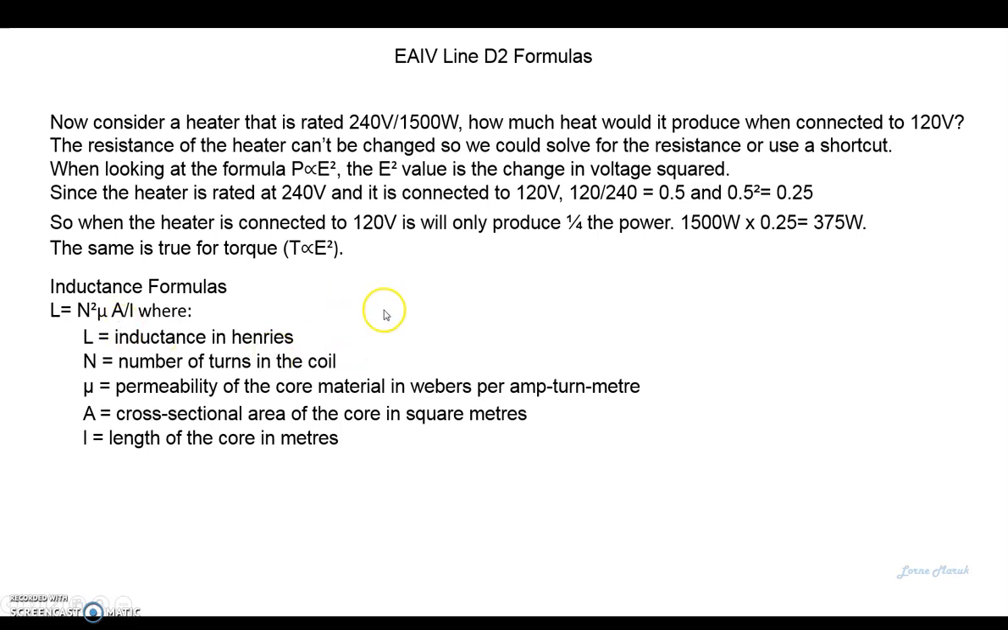Now, in a lot of cases we have iron core inductors. There's also something called an air core inductor. Air has a very poor permeability compared to iron, so an iron core would give you a greater value in henries.